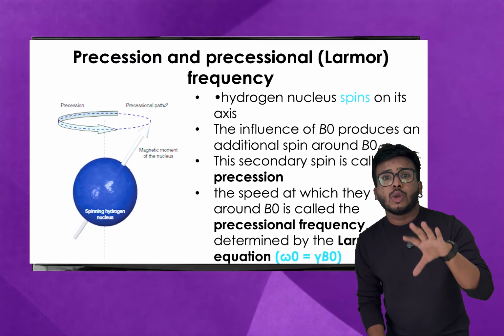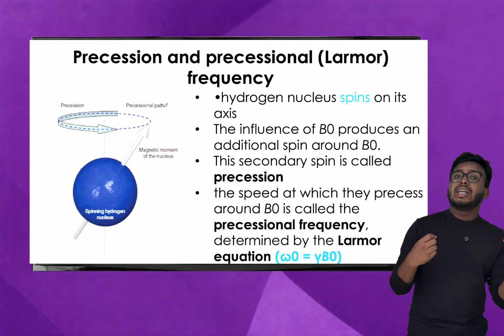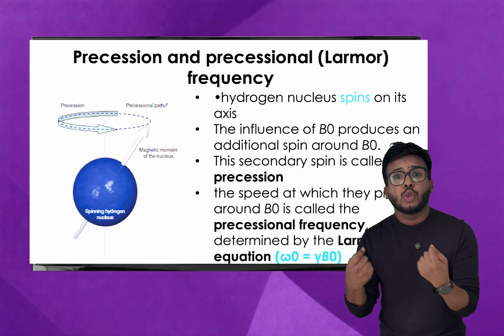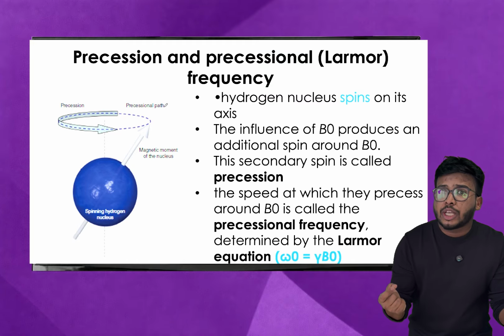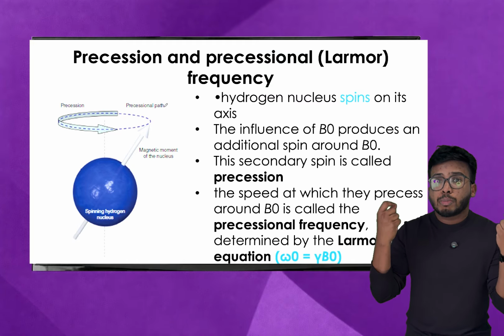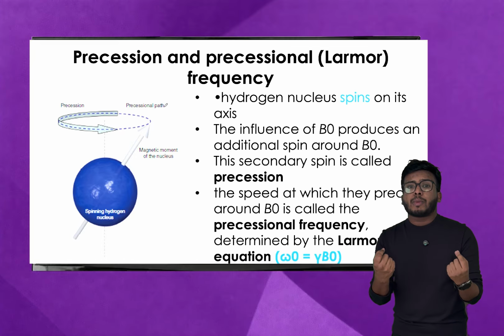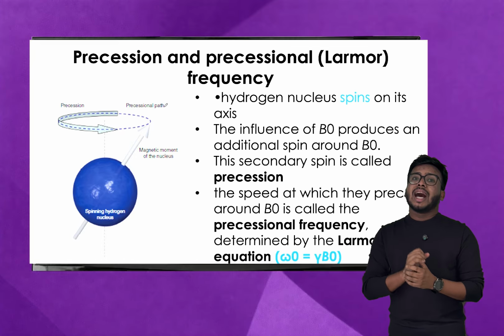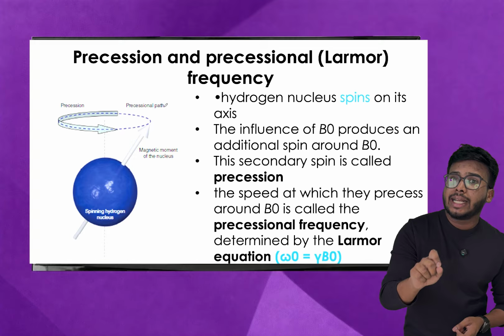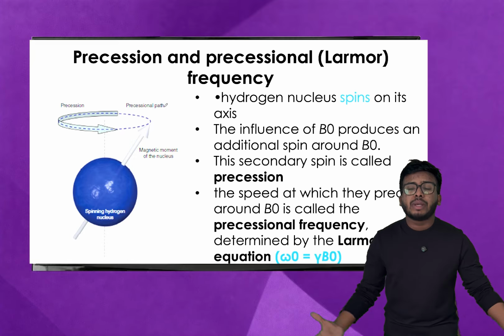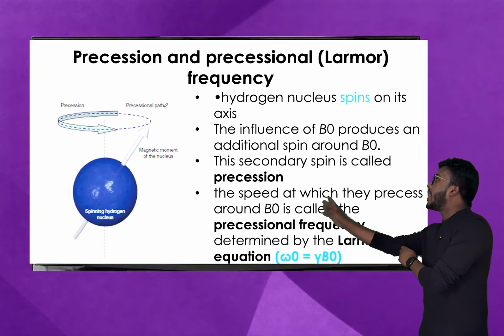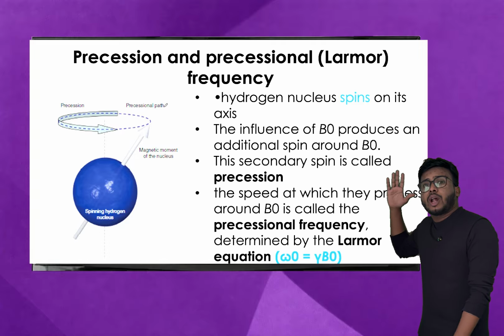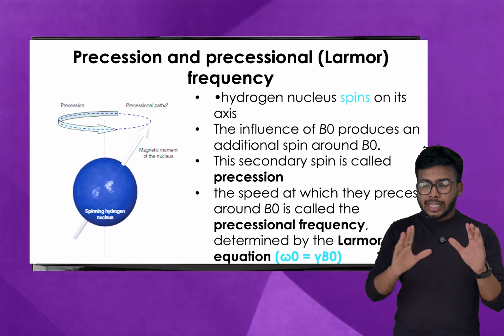The Larmor frequency omega is equal to gamma, the gyromagnetic ratio, times B naught, the magnetic field strength. So what is precessional frequency, or Larmor frequency, or precession? The spin, or frequency, of the proton under the influence of the external magnetic field. The extra spin gained by the proton under the influence of the external magnetic field is called precession, or precessional frequency, or Larmor frequency. Is that clear?